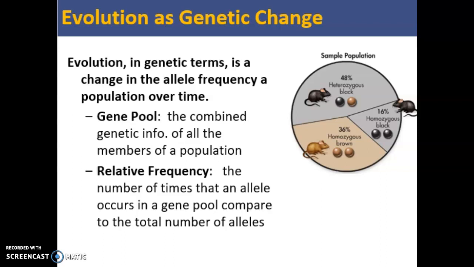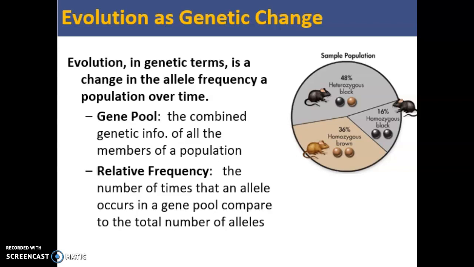Hi everybody. Today we're going to start talking about evolution in terms of genetics. Remember that Darwin had no knowledge of genetics? So everything that we're going to be talking about is kind of outside of Darwin's theories. But in terms of genetics, we can define evolution as a change in allele frequency of a population over time, right?